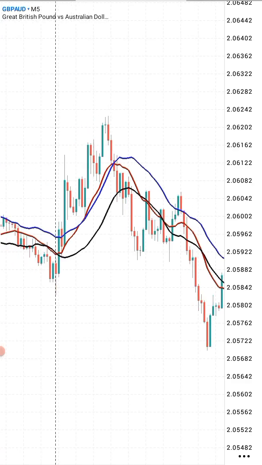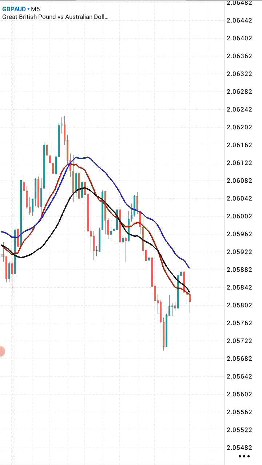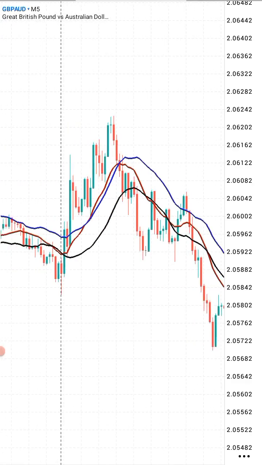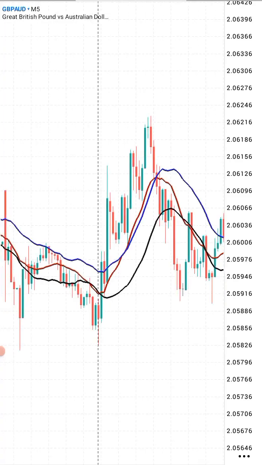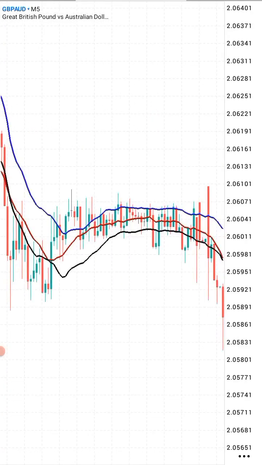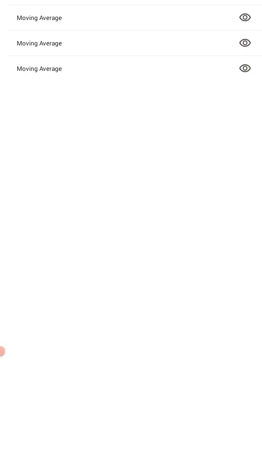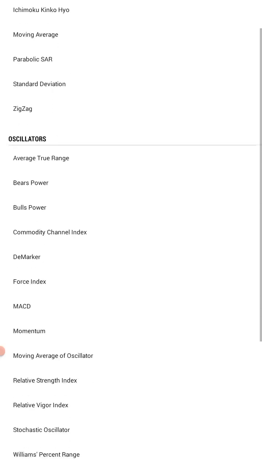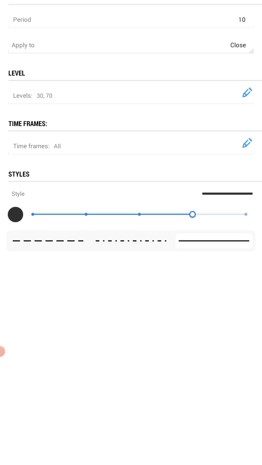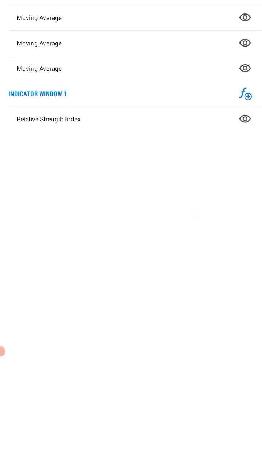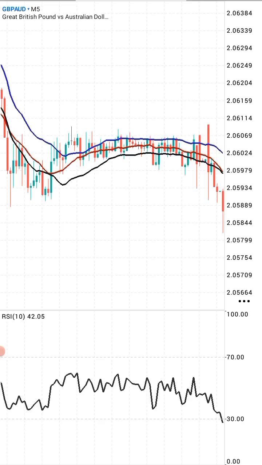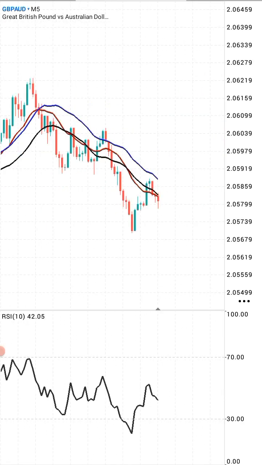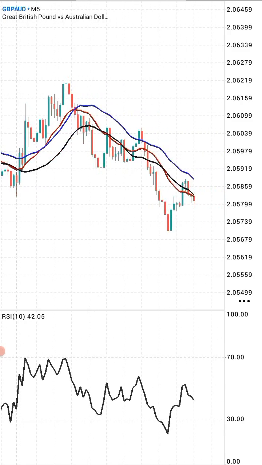Now we're going to introduce our relative strength index for filtering so that we can filter our trades. Remember, it is a trend following strategy, so we need a filter. We're going to be using relative strength index 10, RSI 10, as a filter. This is how our trade looks. Look at my time frame. I'm using the 5 minutes time frame for a reason, because I'm scalping.